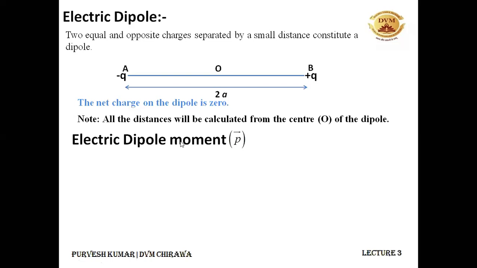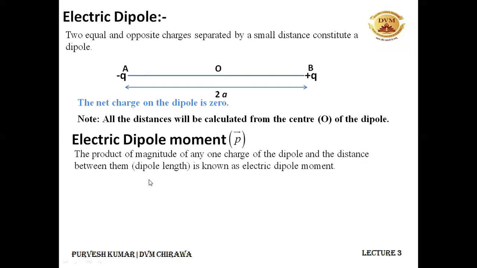And there comes a quantity that is known as electric dipole moment. So this dipole has a quantity which is described by vector p, small p vector. It is known as the electric dipole moment. The definition of this electric dipole moment goes like this: the product of the magnitude of any one of the charges of the dipole and the distance between them. So either take this charge or this charge. You need to take the magnitude of either one of the charges of the dipole. The magnitude here is Q, and when you multiply this Q with the dipole length, that is 2A, you get a quantity that is known as electric dipole moment.